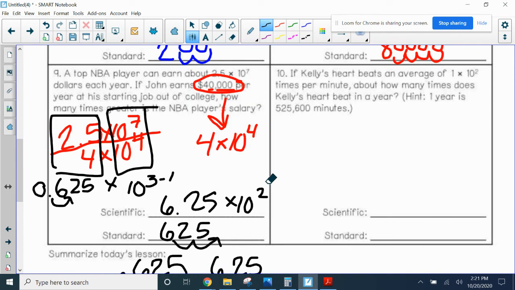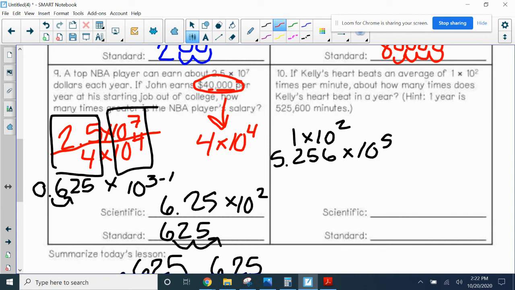All right, I want you to go ahead and pause this. I want you to work out number 10. Again, you're going to need to convert those beats or the minutes per year to scientific form, and then figure out what you're doing. So at this point, you paused it and you read it, and you saw that 1 times 10 squared is how many heartbeats per minute. And then you converted that minutes in a year to 525.6 times 10 to the 5, because that number is much greater than 1.